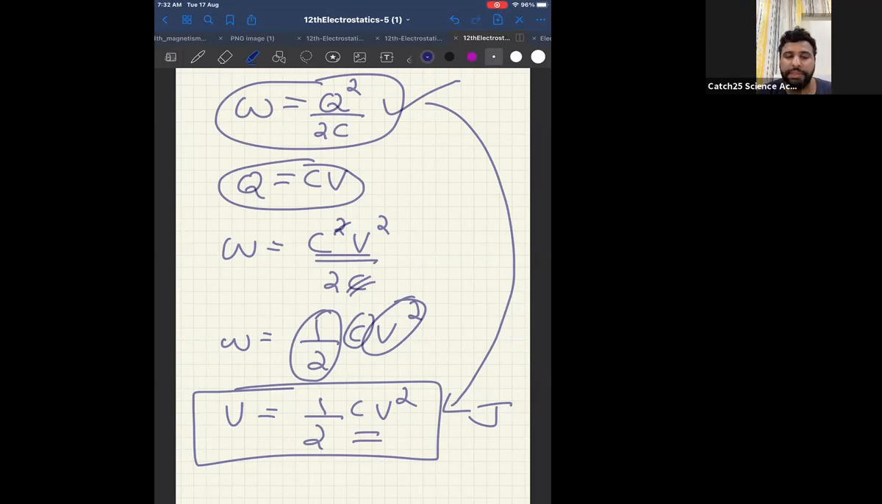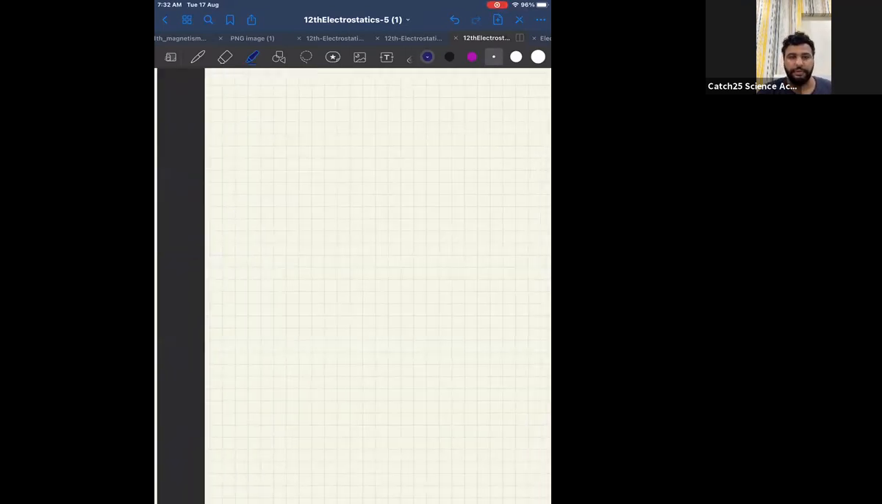Now, the main thing from this derivation is the result. What is the result? Energy stored in a capacitor is half CV square. So in future, if I ask you what is energy stored in a capacitor, you will tell me it is half CV square.